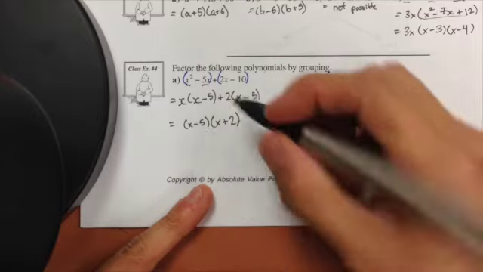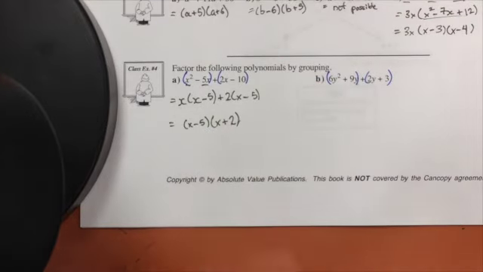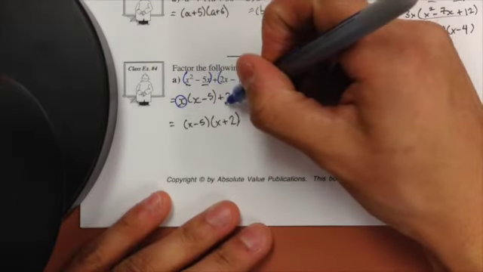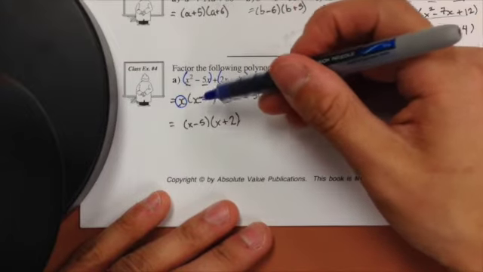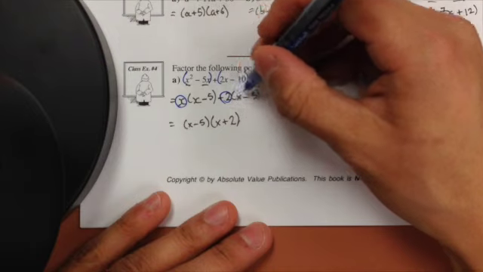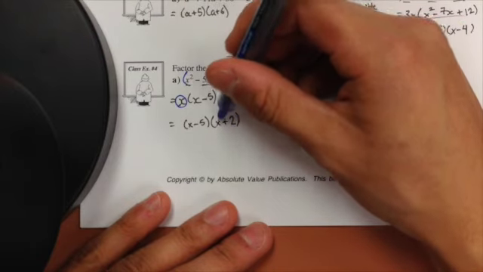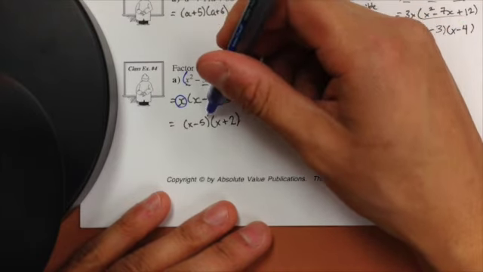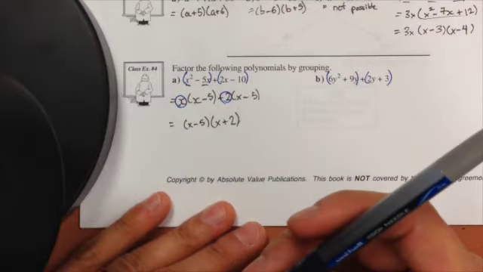All right, and so what I did was I gathered my x and my 2, and they became x plus 2, and then my x minus 5. Since both of these are multiplied by x minus 5, I can just multiply both of these terms together by x minus 5.